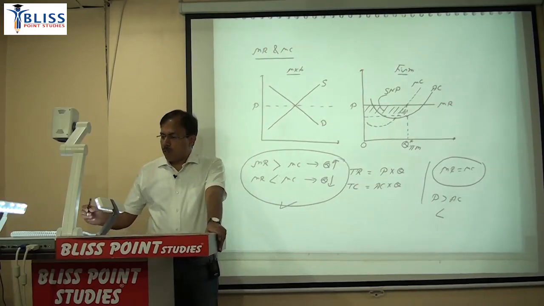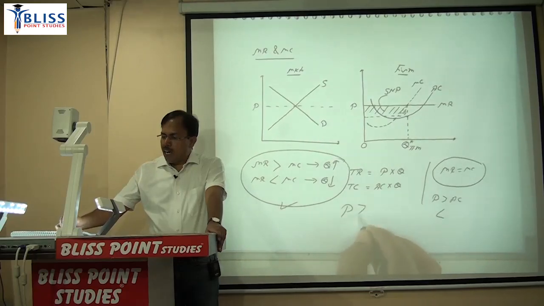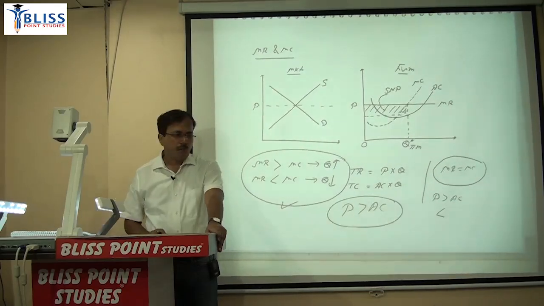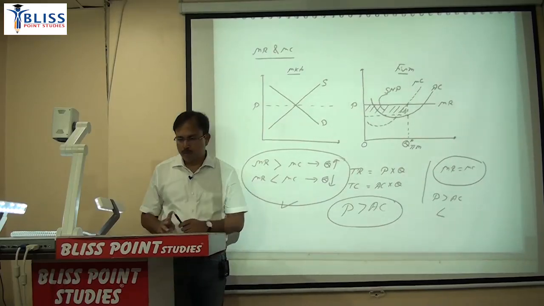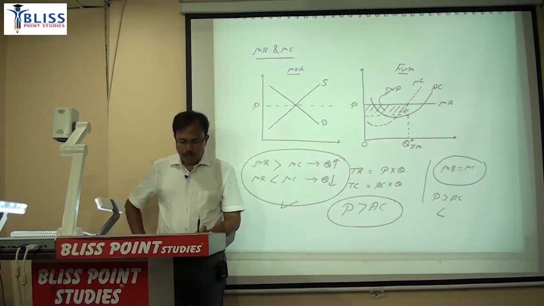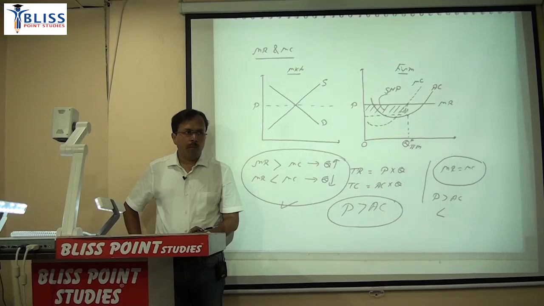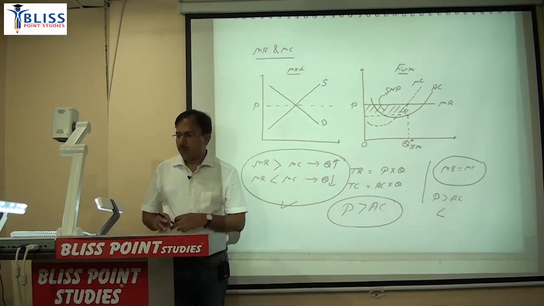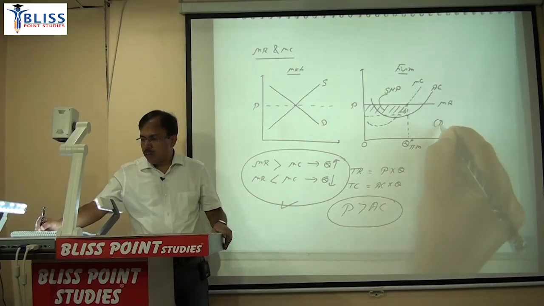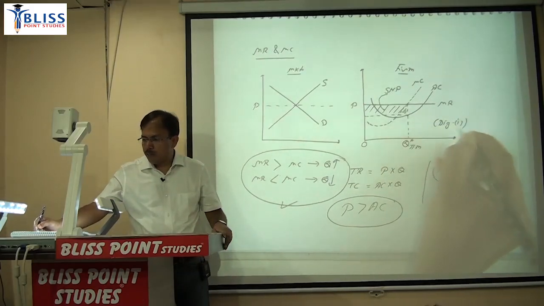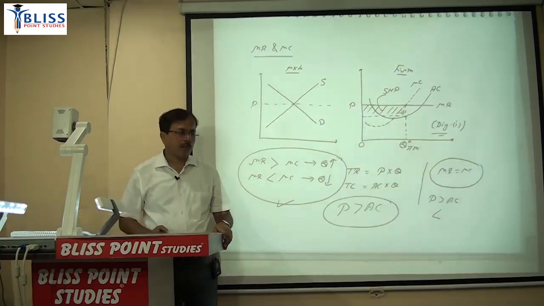If price is greater than average cost, then there will be excess profit. और ये लिखते समय यहाँ ब्रैकेट में जस्ट मेंशन डायग्राम 1 जस्ट फॉर एक्सेस प्रॉफिट.